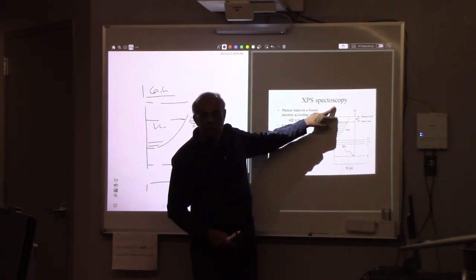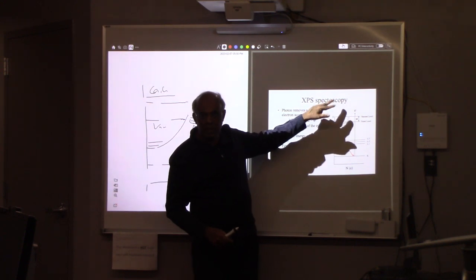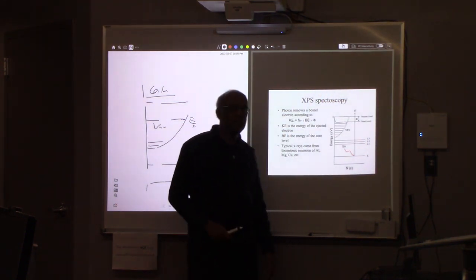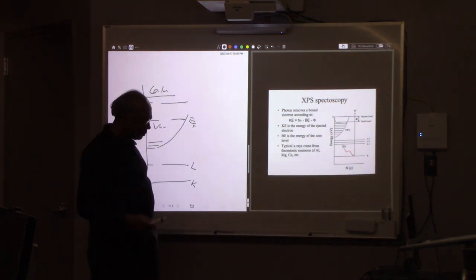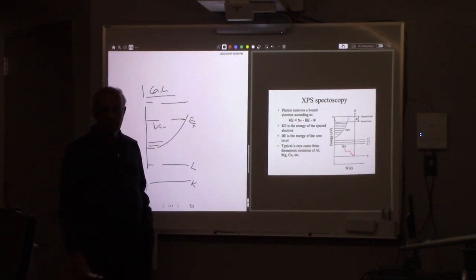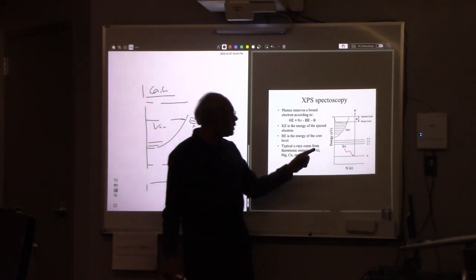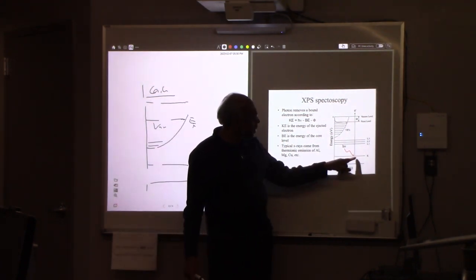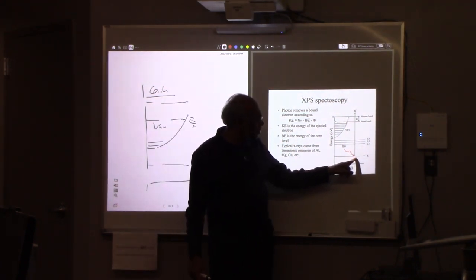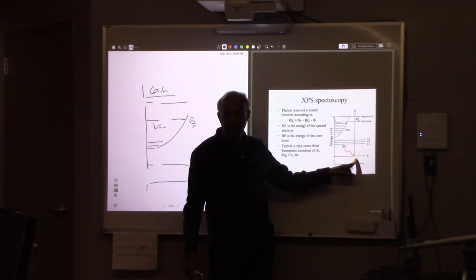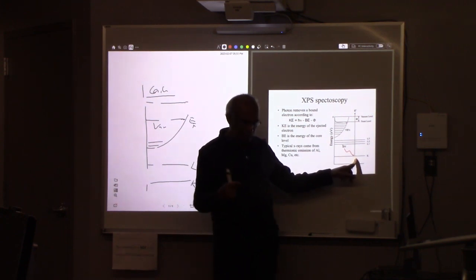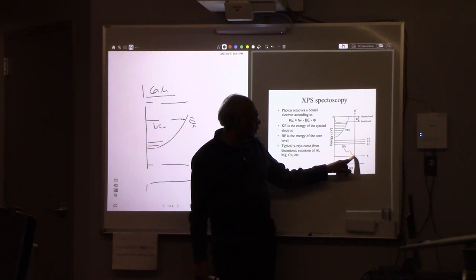From the band gap, we have the conduction band, right? From the conduction band, we have the vacuum level. So please remember that one. So in XPS, what happens is, first, with the X-ray, we are going to dislodge one of the electrons in the core level. That has a higher cross section, right? So this one is removed.